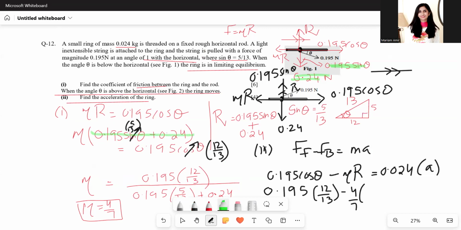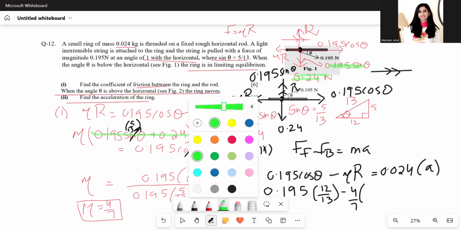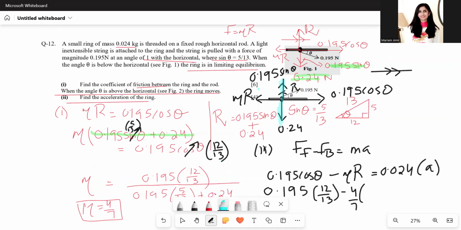R was found earlier, but R is going to change now. Hold on. Now we will write the upward forces equal to the downward force. There are two upward forces, so we have R plus 0.195 sine theta equals 0.24. Which means R equals 0.24 minus 0.195 sine theta.